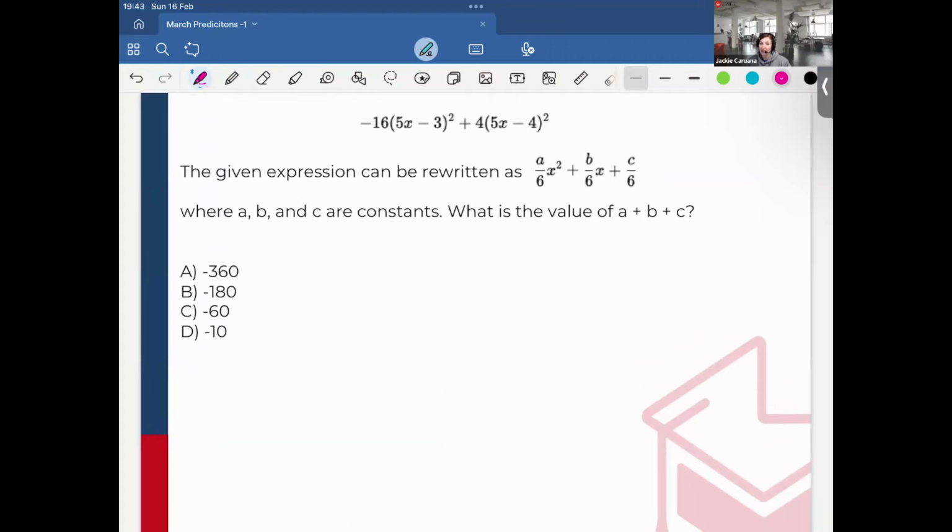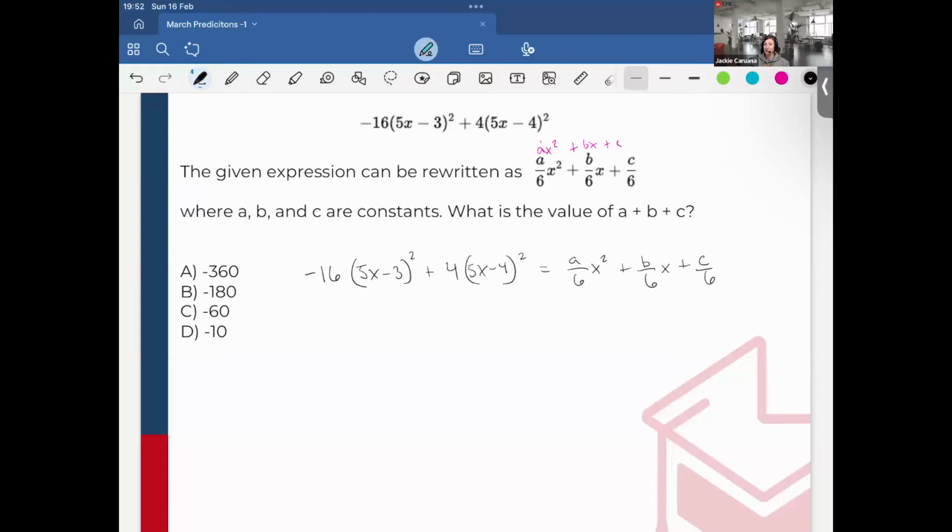Oh, amazing. The given expression can be rewritten as a over 6x squared plus b over 6x plus c over x. Okay. And note to me, that's like ax squared plus bx plus c, where a, b, and c are constants. What is the value of a plus b plus c? Okay. So if I'm to write this out, it can be written as a over 6x squared plus b over 6x plus c over 6.